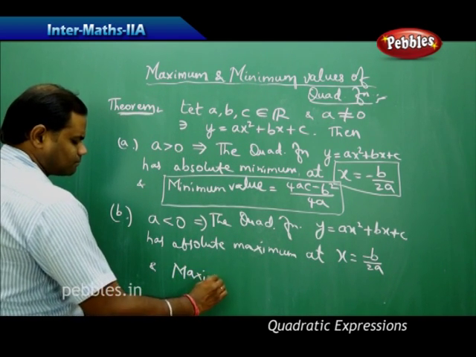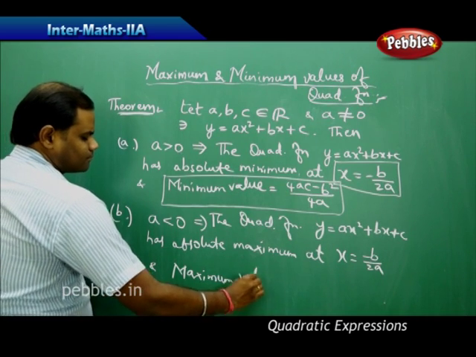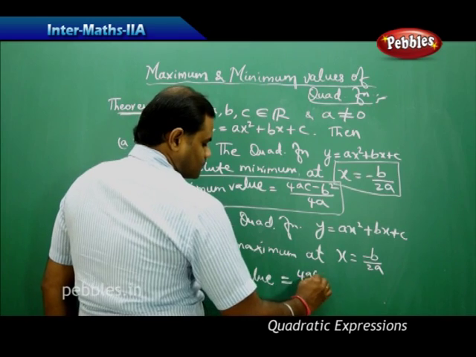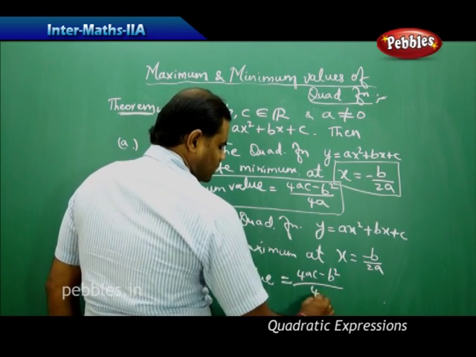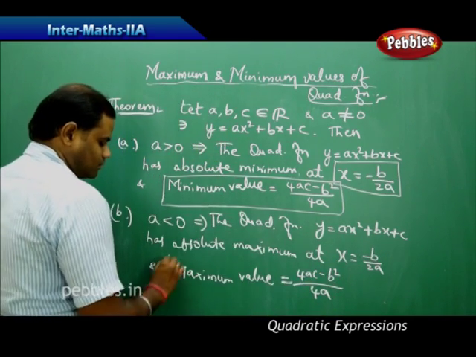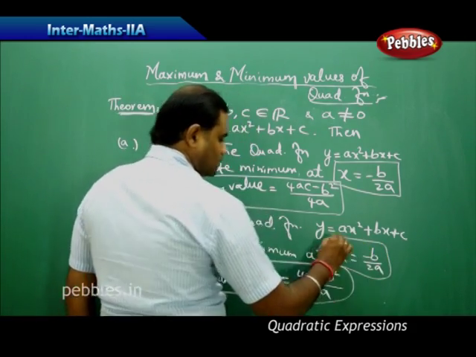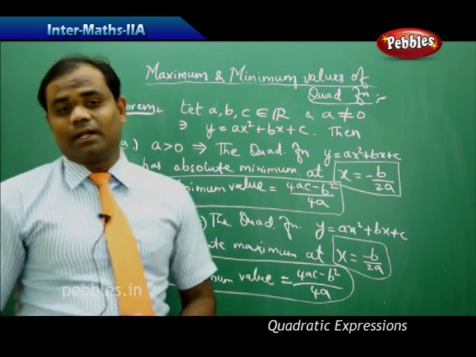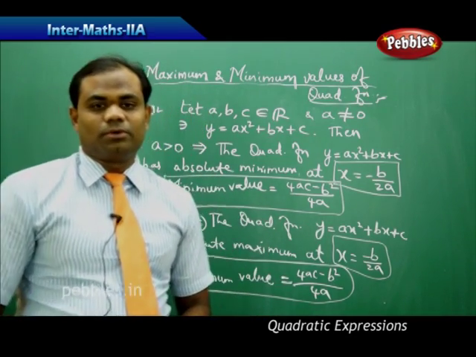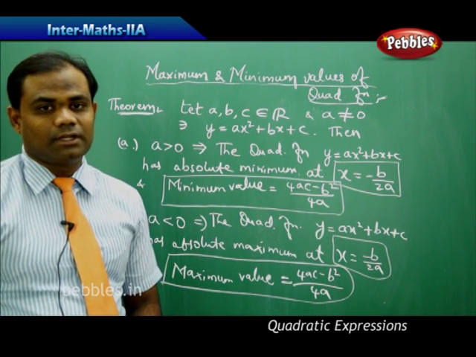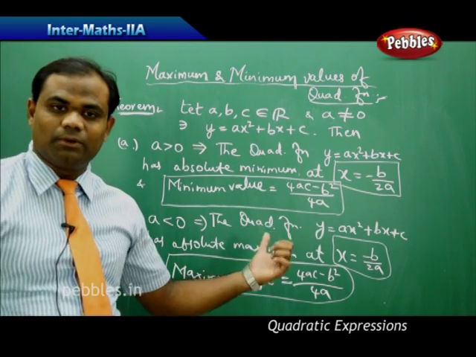and the maximum value is 4ac minus b squared by 4a, the same as we obtain for the minimum condition. This is what we are going to prove in the statement of the theorem. So let's start with the continued part of the proof of the above theorem.